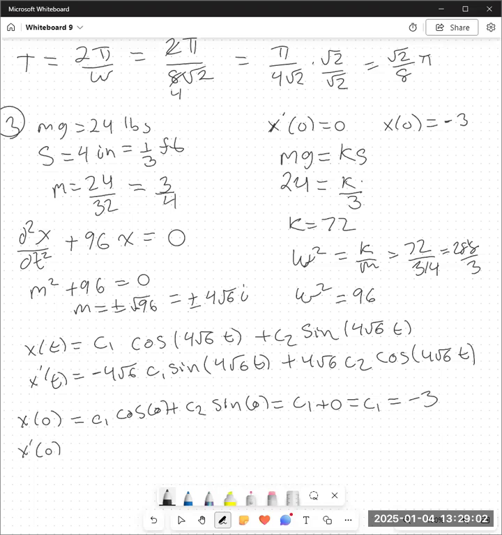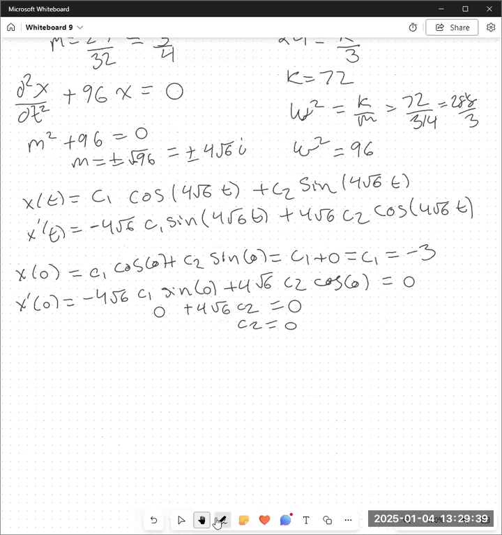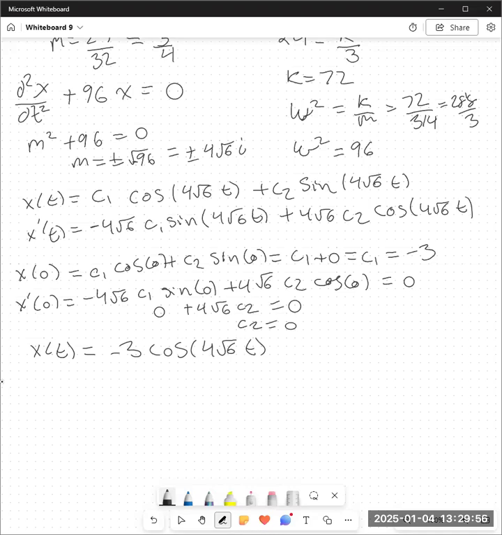And x prime of 0 is equal to -4√6 c1 sine of 0 plus 4√6 c2 cosine of 0. The sine term is 0, so we have 4√6 c2, and this needs to be equal to 0. So c2 equals 0. And that means that my equation is going to be x of t is equal to c1, which is -3, cosine of 4√6 t, and then plus 0. So there's my equation.